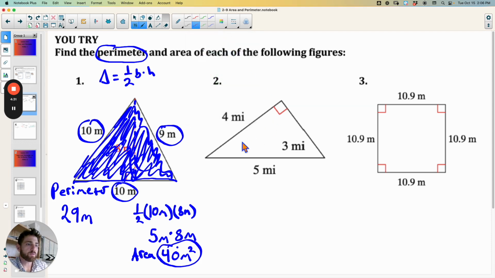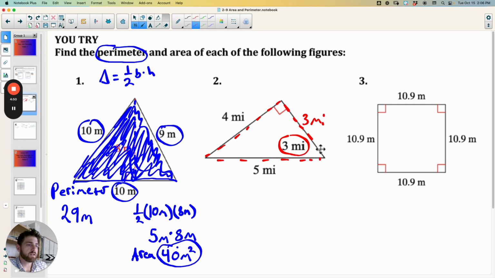All right, so this one, first of all, let me just specify this. This 3 miles right here, this is this length here, 3 miles. And in order to find, we'll do the perimeter first here. So I'm going to add up the distance around this figure, this triangle.